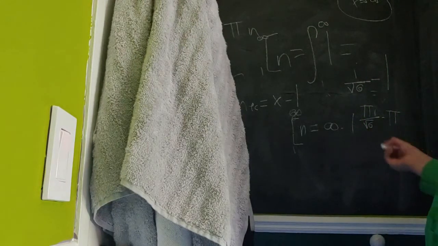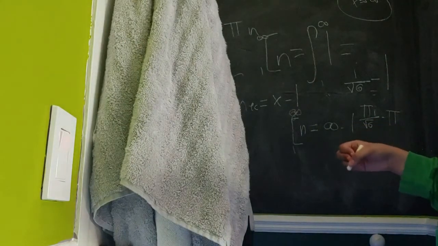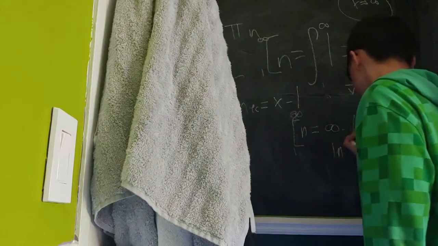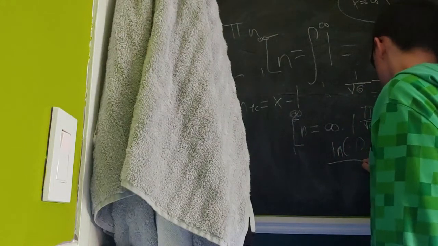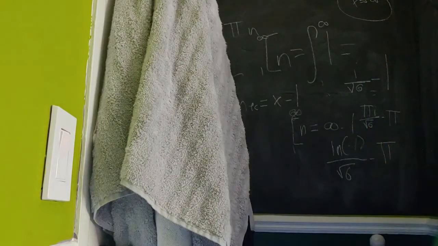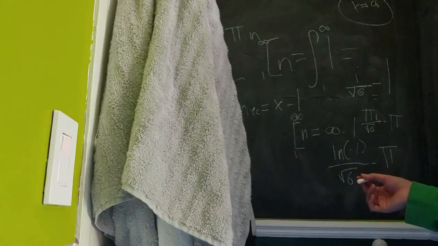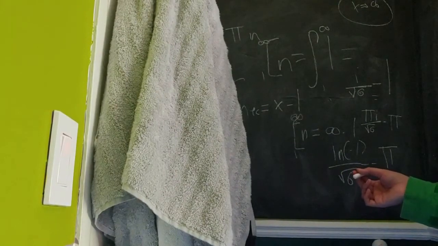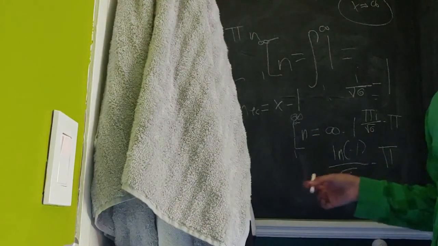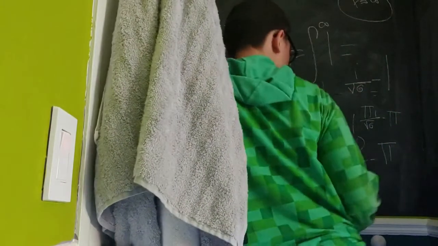Finally, what I'm going to do here is change this to natural log of negative 1. So, natural log of negative 1 over square root of 6 minus pi. Now, what is some natural log rule that I know about? It's dividing natural logs. What is square root of 6 the natural log of? It's e to the power of square root of 6.